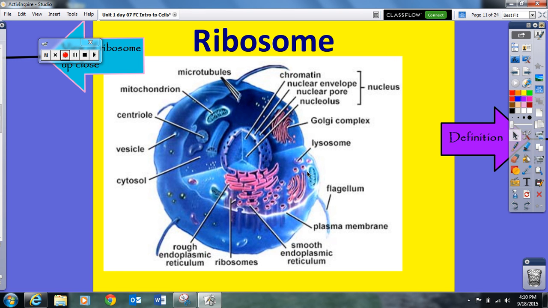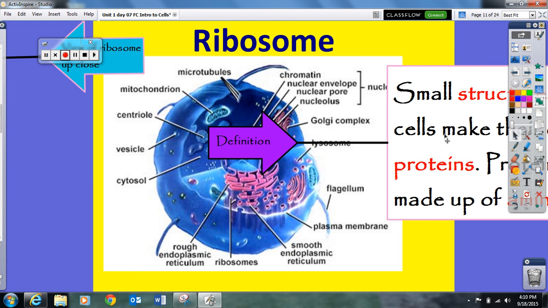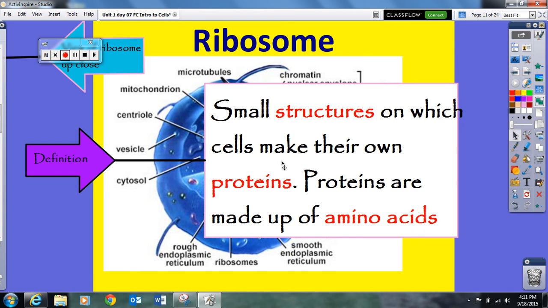Ribosomes. They're very, very tiny little structures. You'll find them attached to the endoplasmic reticulum, but they're little tiny dots. And it's their job to take amino acids and turn them into proteins.